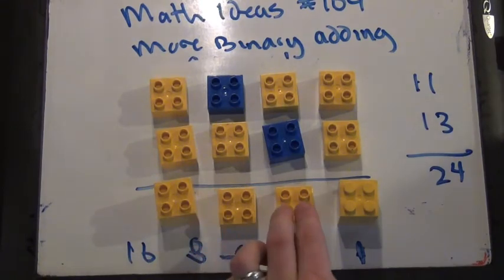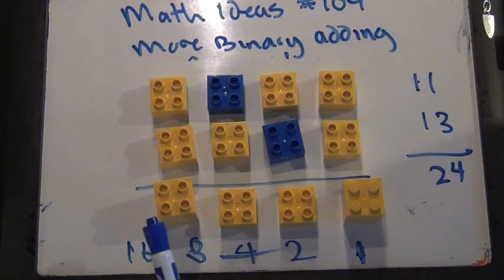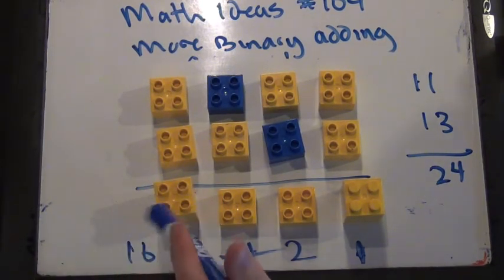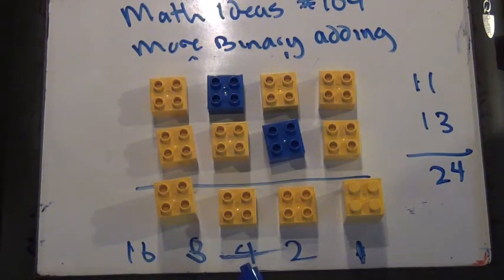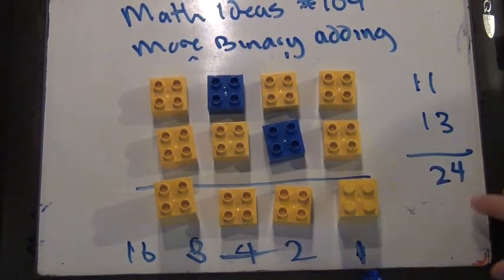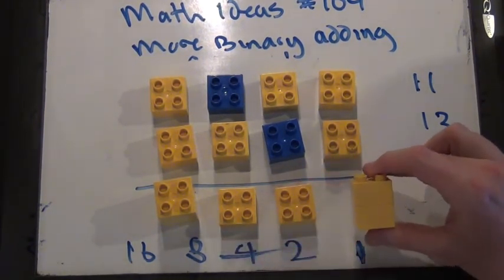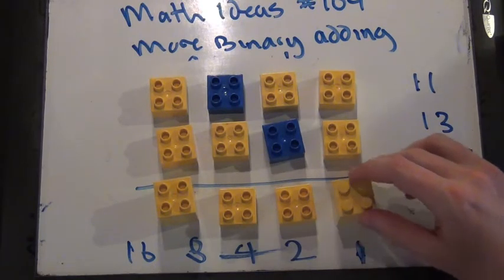Now, the first thing I want you to notice is, did we get 24 when we did this? 2 times 8 is 16. 16 plus 1 times 4, so 16 plus 4 is 20. Now we have 1 times 2, so 20 plus 2 is 22. And 22 plus 2 is 24. Okay, we got 24, but the only problem is we have these blocks that are too high.